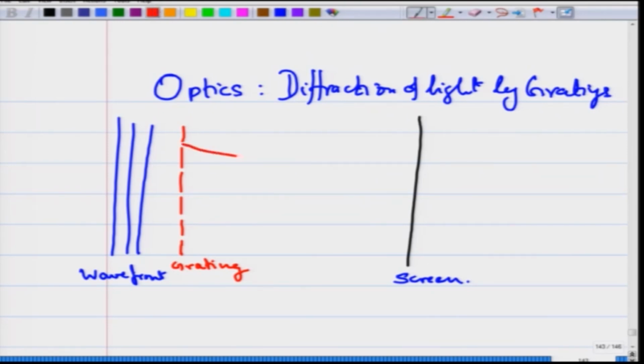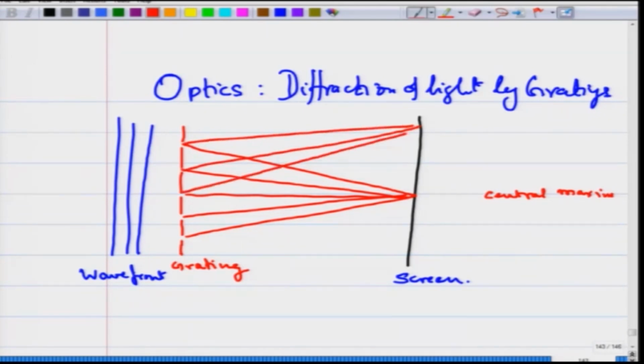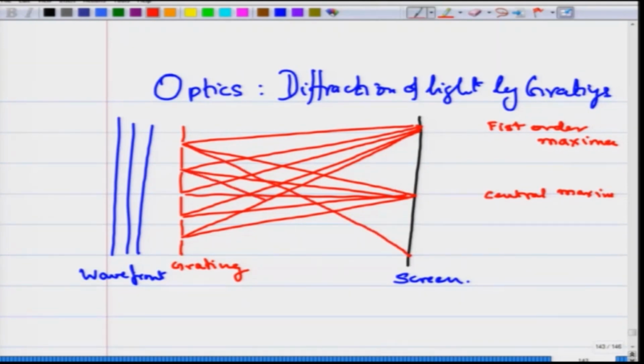So, at this point you will get a central maxima, you will get the first order maxima on this side, and you will also get a first order maxima on this side. This is also a first order maxima.